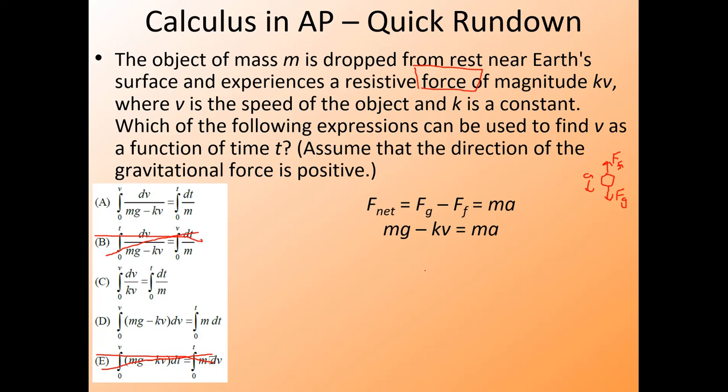Now is where we turn it into the differential equation. Since I wanted to find the velocity as a function of time, I'm not going to touch this v. I'm only going to touch the acceleration. I'm going to replace the acceleration with dv over dt, right? So now this becomes mg minus kv equals m dv over dt.